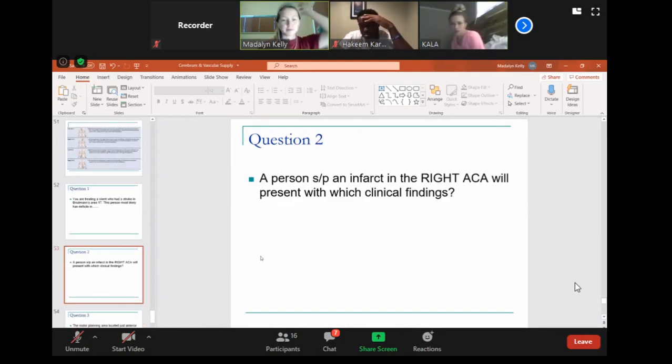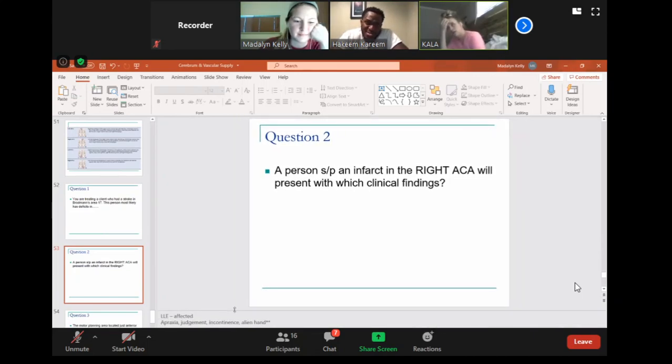All right. Sorry, remind me what SP is again. Status post? Oh, yeah. A person's status post an infarct in the right ACA. Right ACA will present with which clinical findings? So it mainly tells me motor. Leg more than arm. Yeah, because it's medial.